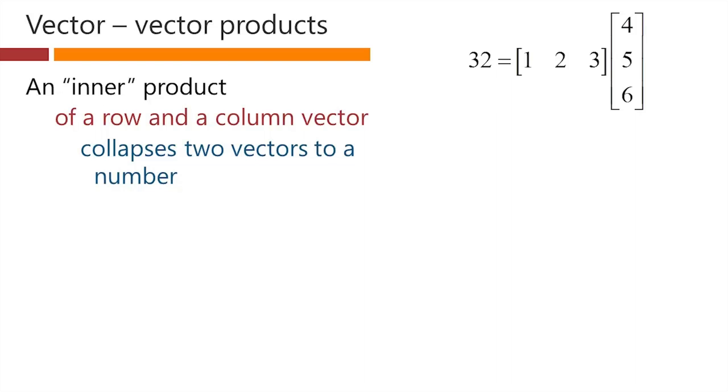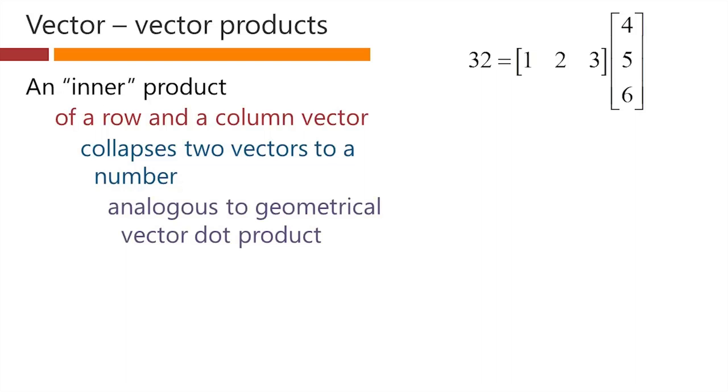And this is sometimes called an inner product. And it's completely analogous to the geometrical vector product. In fact, this could actually be a geometrical vector product. If 4, 5, and 6 were the components in the x, y, and z directions of an actual geometrical vector, and 1, 2, and 3 were the components in the x, y, and z directions of another geometrical vector, then this result here would in fact be the dot product of these two geometrical vectors. The algebra is actually the same.